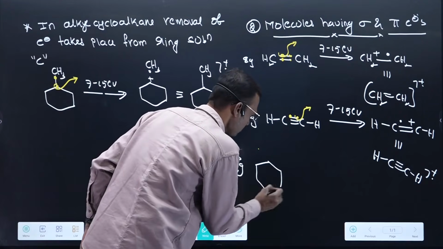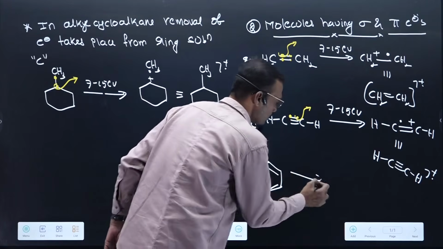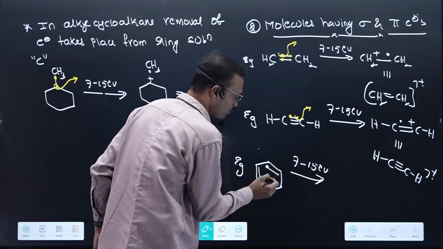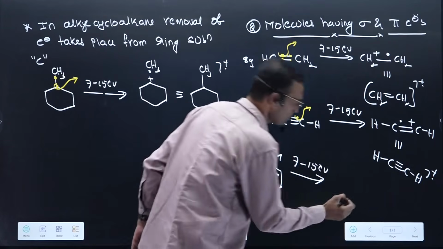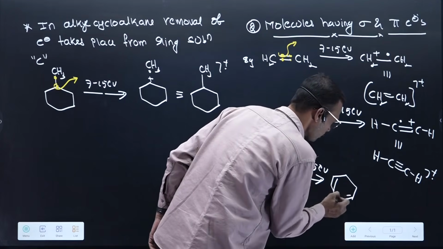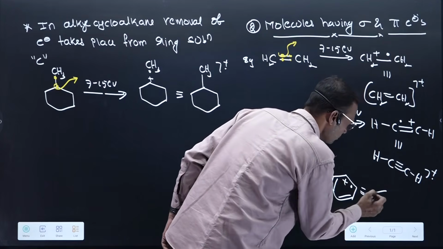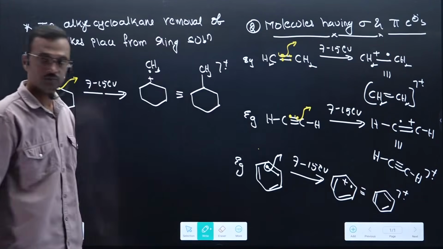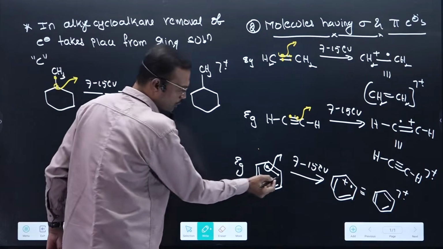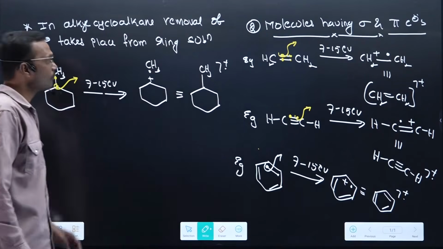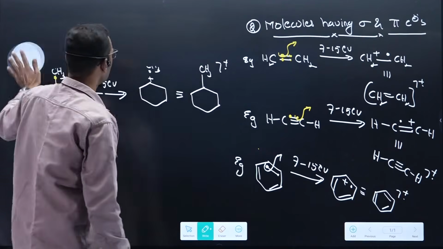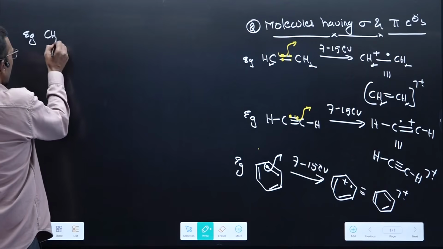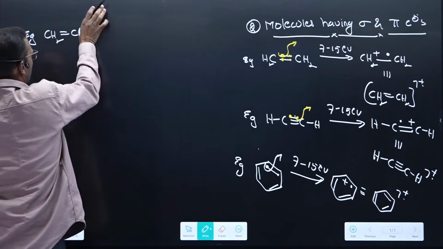Suppose I take benzene, having pi bonds as well as sigma bonds, and 7 to 15 electron volts. Can I remove one of the electrons from here? Remove this electron and you will get this one, a double bond with positive charge and radical. Right? You can remove it anywhere, either this electron or that, anywhere.